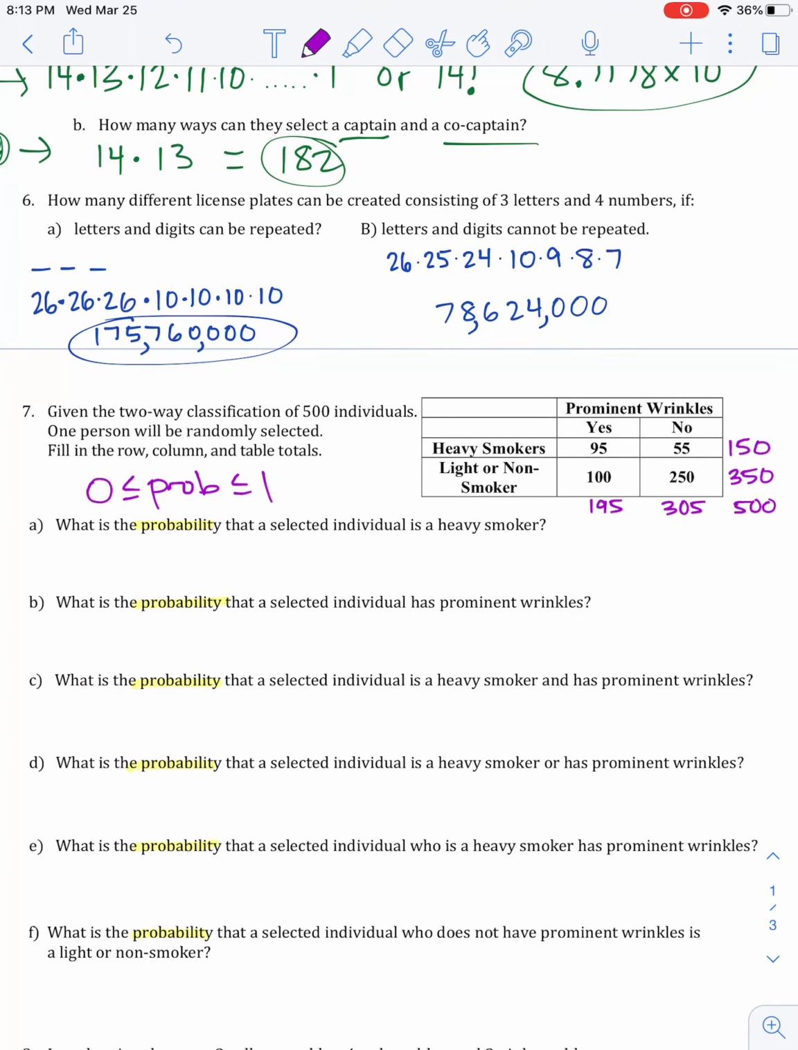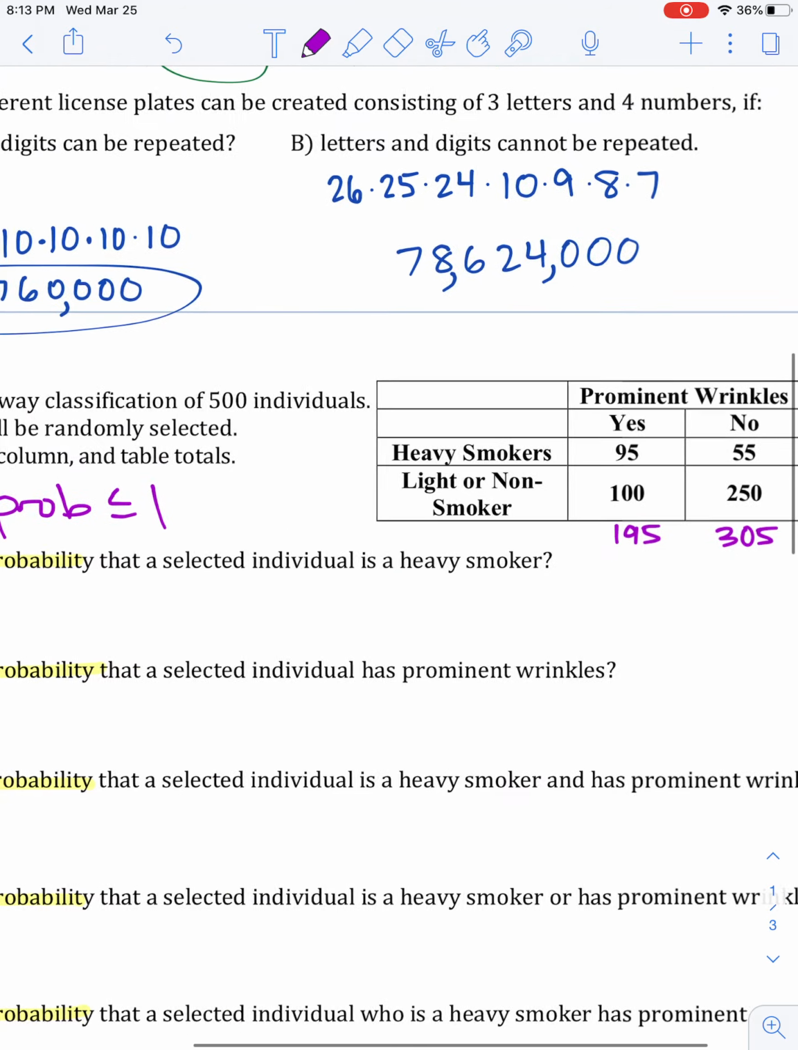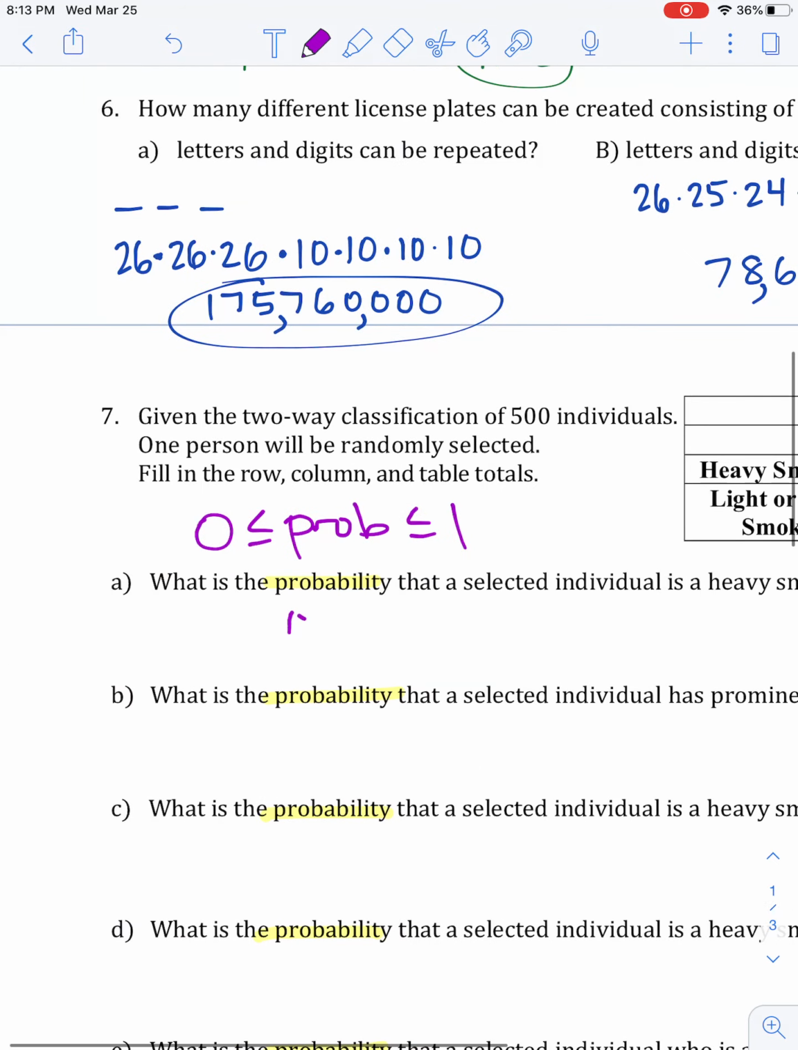What is the probability that a selected individual is a heavy smoker? So I look at number of heavy smokers, 150, divided by the total, 500. And I'm just going to reduce here. You can use your calculator, and then remember you could press the math button to change it back to a fraction. You could also just cancel the zeros, and then divide the top by 5 and the bottom by 5, so we get 3/10.